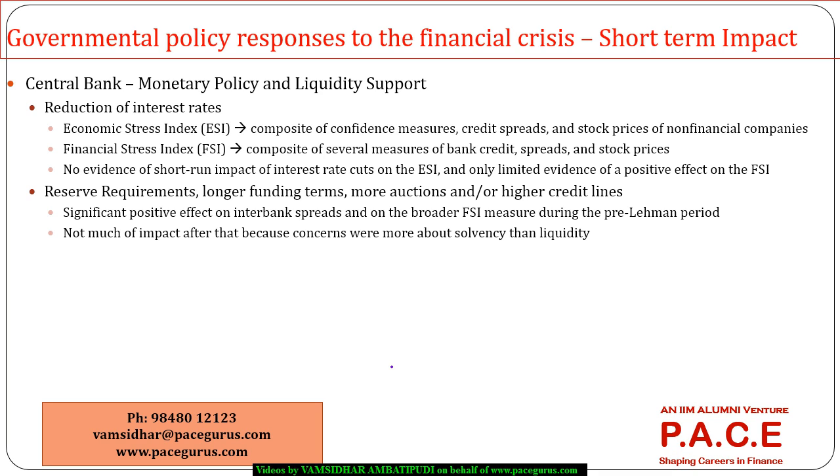Now, looking at this entire crisis, there were many government policy responses that came out, right? The central bank came out with modifications to monetary policy and liquidity support. It came out with schemes like reduction of interest rates, changes in reserve requirements, longer funding terms, more auctions, and higher credit lines. These are some of the policy-related changes that the government came out with.